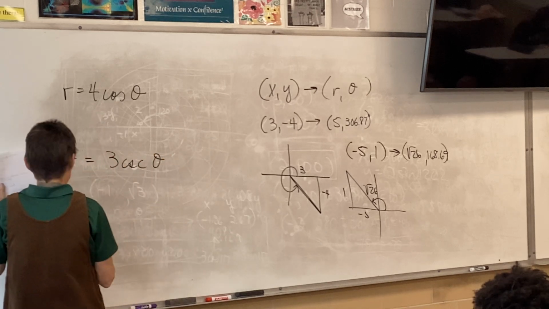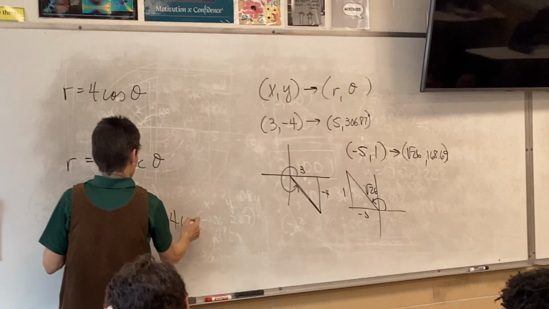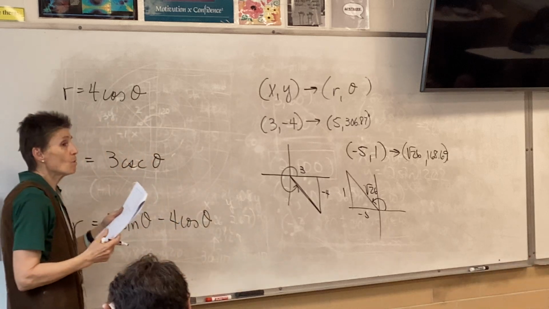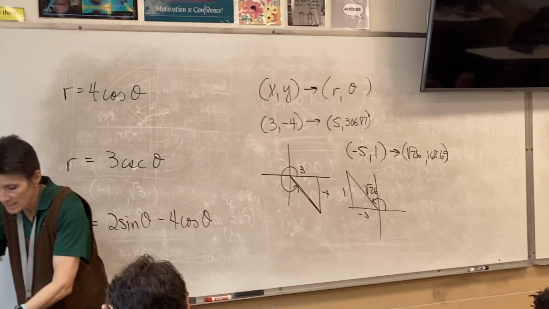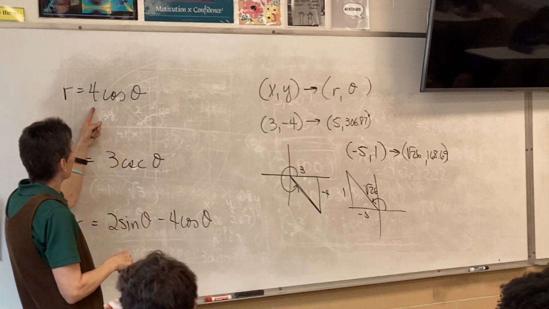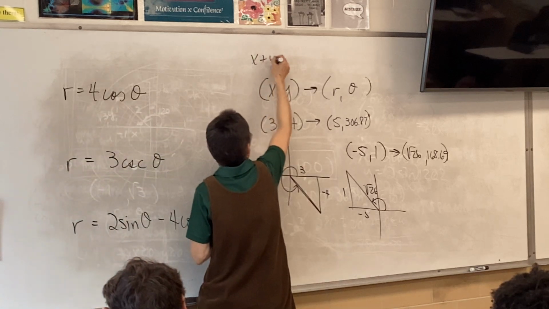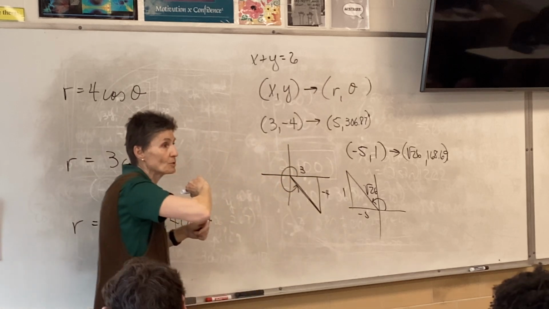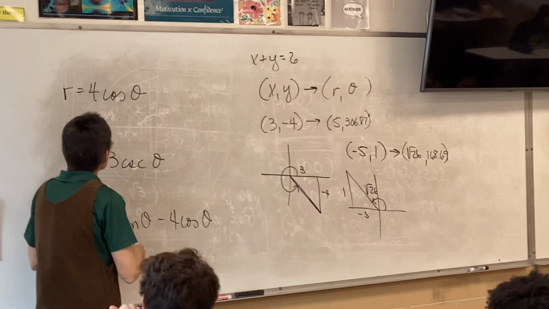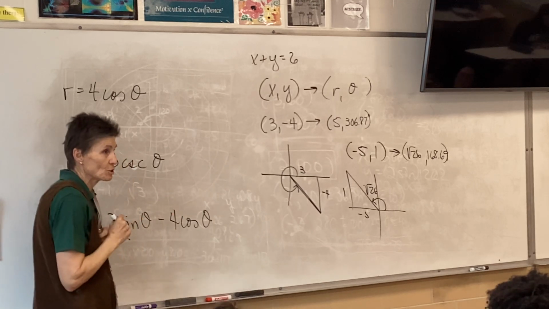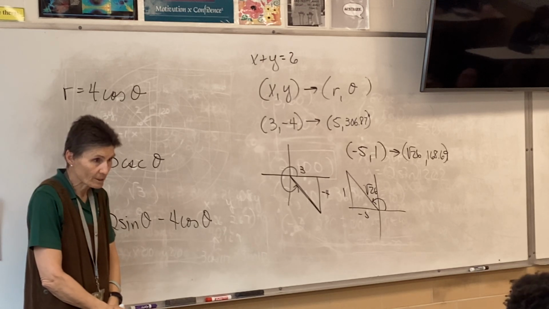These are definitely polar equations. We know they're polar equations because their variables are R and theta. This would be a rectangular equation because its variables are X and Y. So your job is to take this polar equation and change it into a rectangular equation.